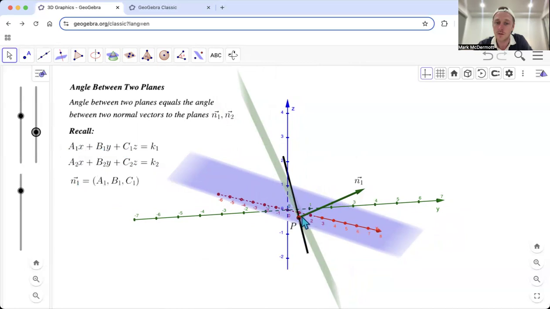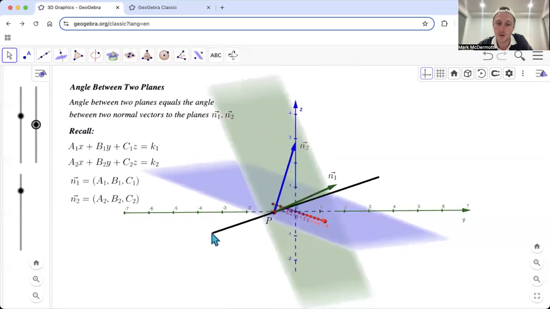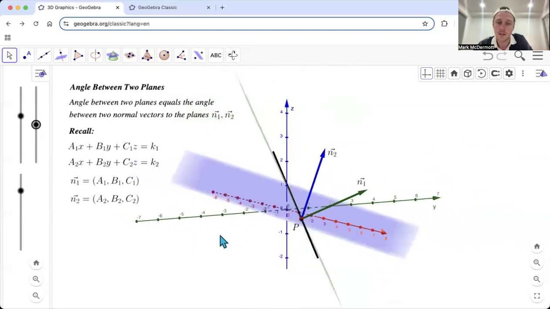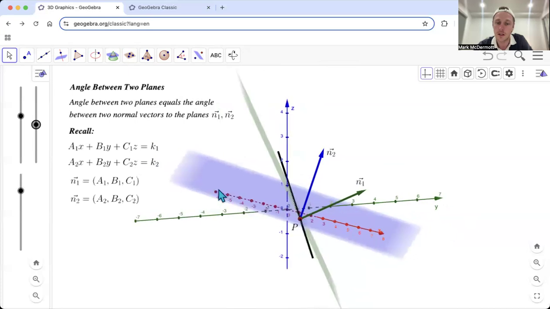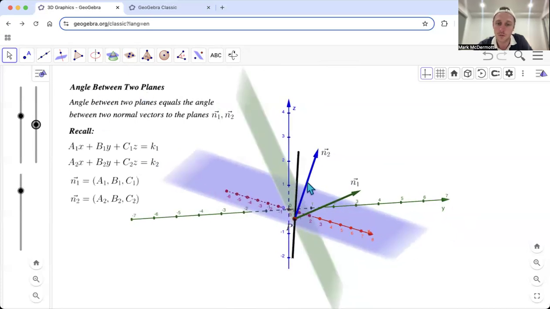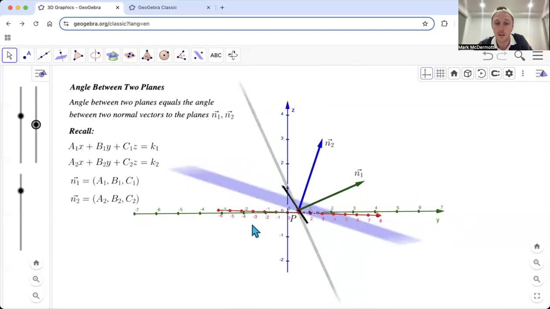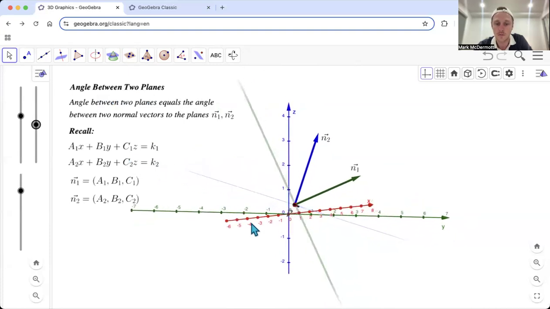So we've started our position vector at the point P, and it's pointing in that direction in this case, which is perpendicular to the green plane. And then we've got n2, right? So n2 is again the coefficients of the second plane, a2, b2, c2, starting at the point P. What we're claiming in this video is that the angle between these two vectors is equal to the angle between the planes. So if we get a good look at this, get it lined up, you can see that this angle in here is going to be equal to the angle between the planes.